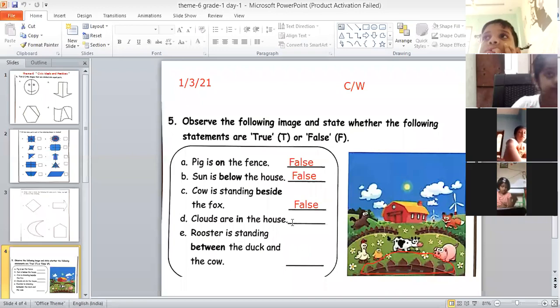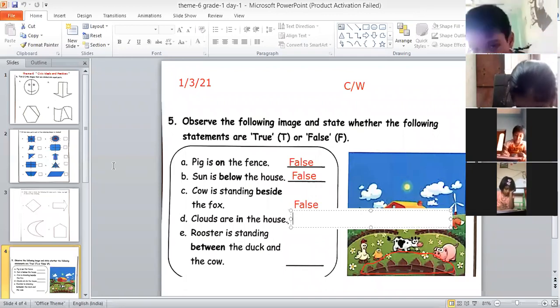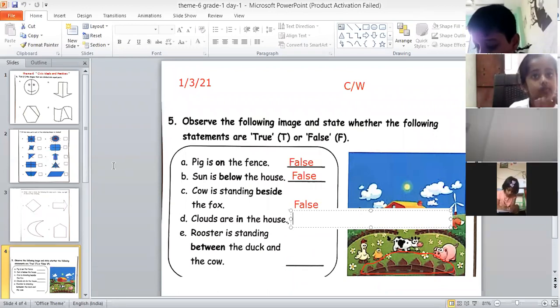False. Okay. Now next statement. Arhan, please read the fourth statement. Clouds are in the house. This time the statement is clouds are in the house.